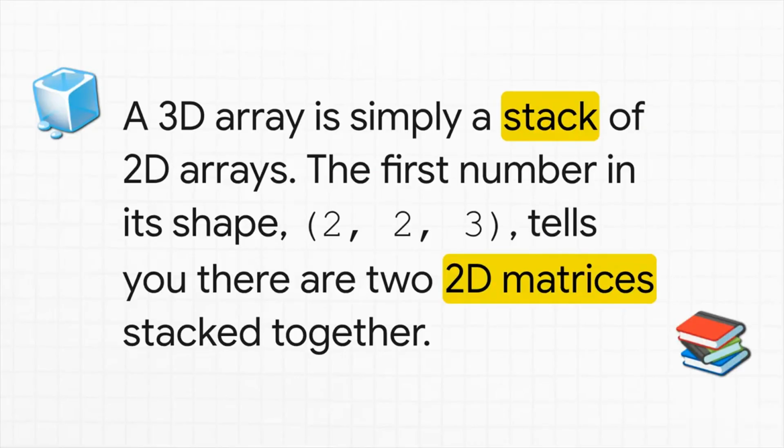So, what on earth is a 3D array? It's just a stack of those 2D sheets of paper. That's it. Let's go back to that 2-2-1 array we solved. The very first number in the shape, the 2, tells you how many sheets are in your stack. And the rest of the shape, the 2-1, tells you that each sheet is a 2-by-1 matrix. That first number is always how deep your stack is.